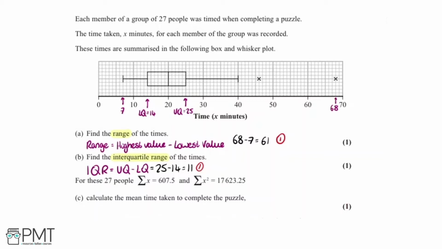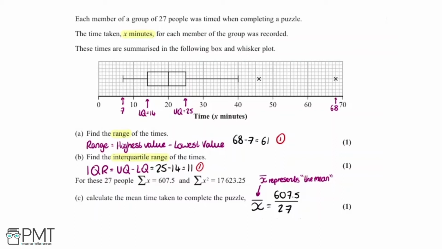Okay, so we've got the mean, and I'm going to represent that with the symbol x bar. The mean is everything added up divided by how many individual things there are. But we've actually got that data here, because if we look back up in the question, we've got data for time taken in x minutes. So when they talk about the summation of x, this is essentially everything added up. So we've got 607.5, and we're going to divide that by how many things there are. In this case, there are 27 people, which means there are 27 times.